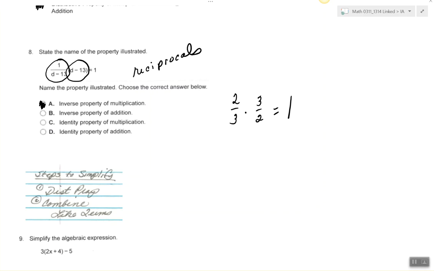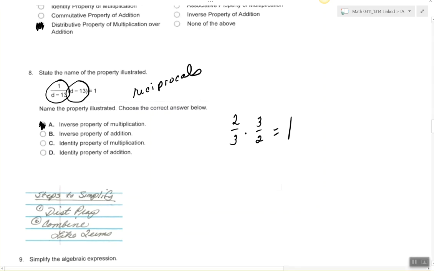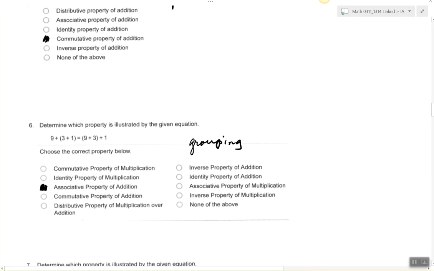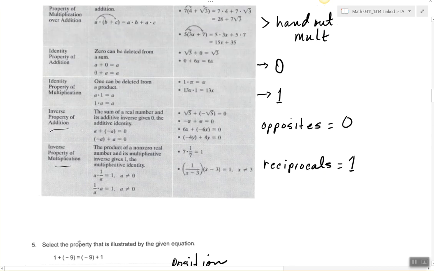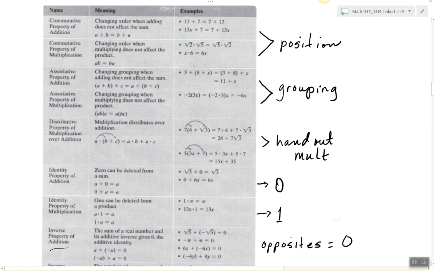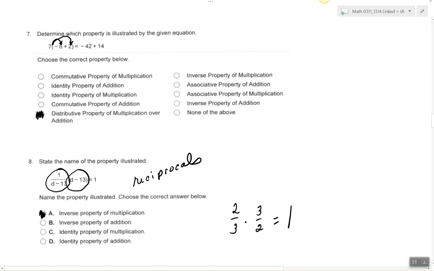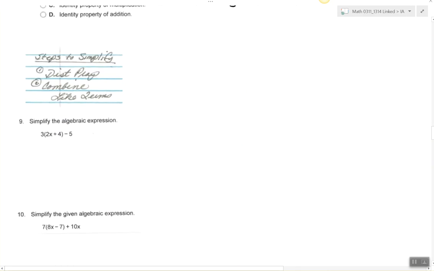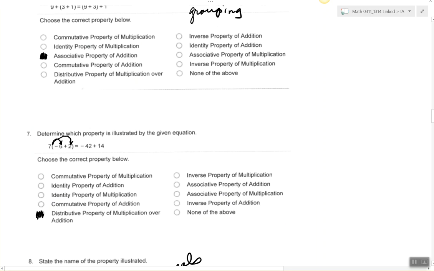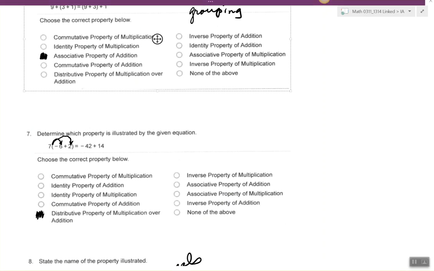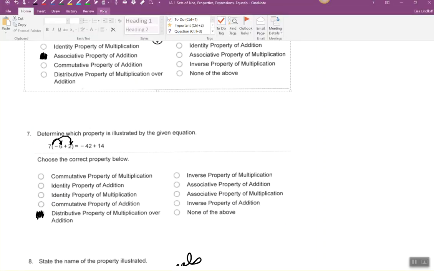All right, so even though I've only given you questions over a few of the properties, you should be familiar with all of these. All right, moving on. Now we're going to simplify expressions. And let me do something to this.